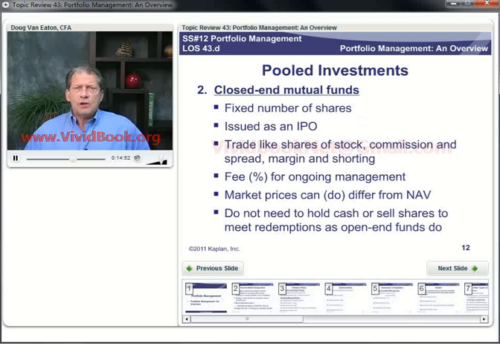Closed-end mutual funds don't have money flowing in and flowing out.